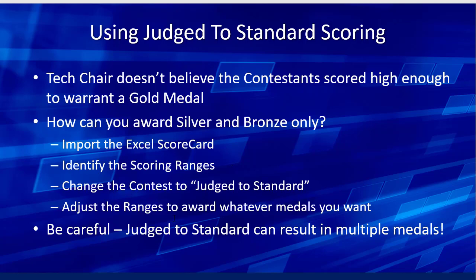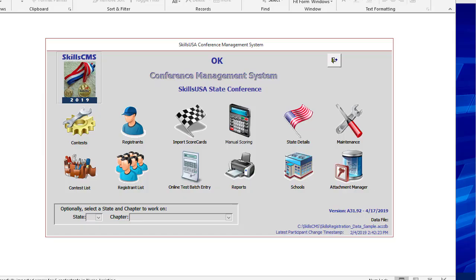One thing to keep in mind is the judge to standard concept can result in multiple medals. This whole judge to standard concept was originally built years ago to offer a feature where if you got between 900 and 1,000 points, you got a gold medal, and you could have 4 gold medalists. Nobody ever does that anymore, but we've used the judge to standard to manipulate those medals lots and lots of times. It works great. Let's walk through and see how it works.